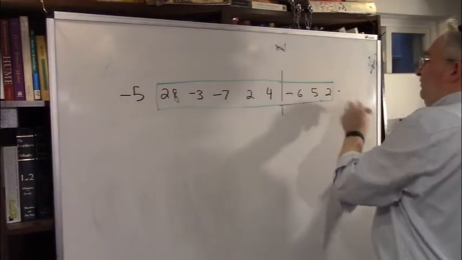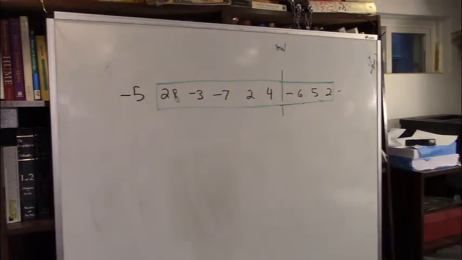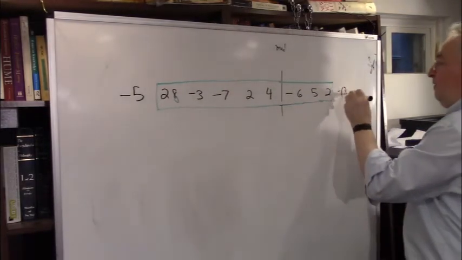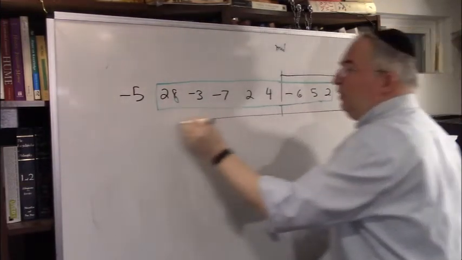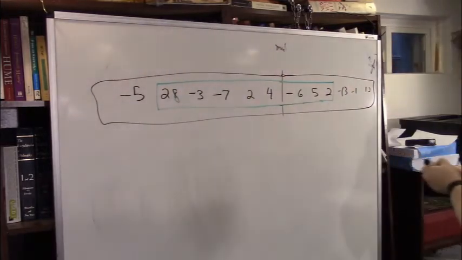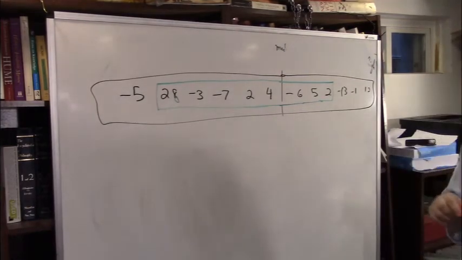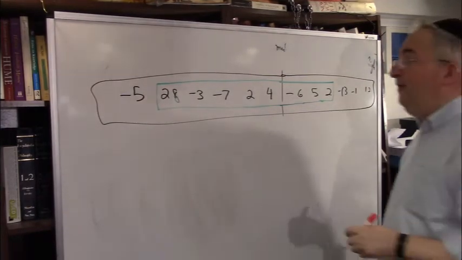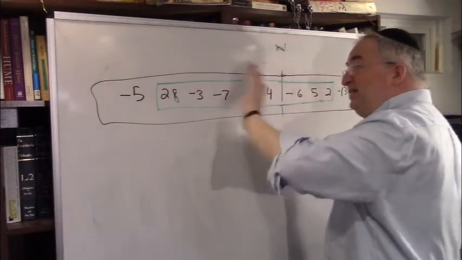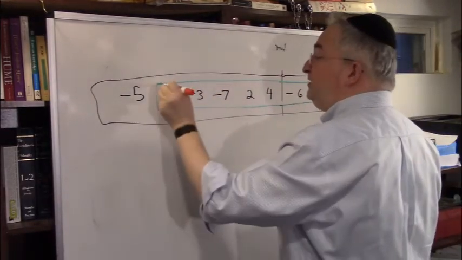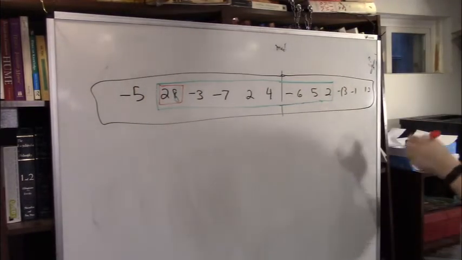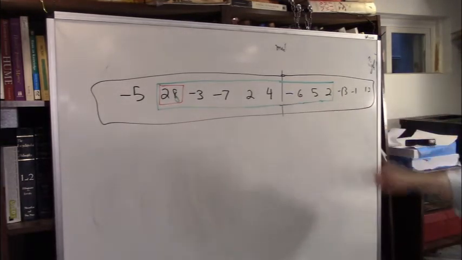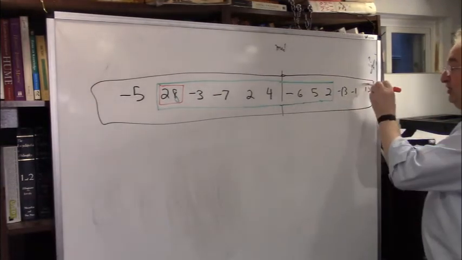Okay, here's your entire array. I forgot what numbers were here. Minus 13, minus 1, and 12. Okay, so you have the entire array. In order to solve this array, you go through 3 steps. 1, find the maximum on this side, and you can already see what the maximum on this side will be. Just that. Take the 28. Next, find the maximum on this side, and you can see what the maximum on this side will be. Okay, just this.